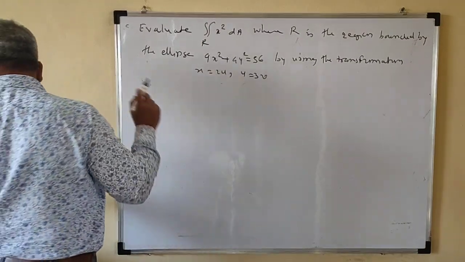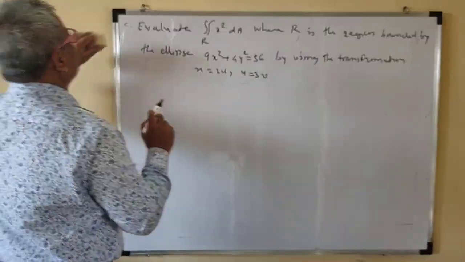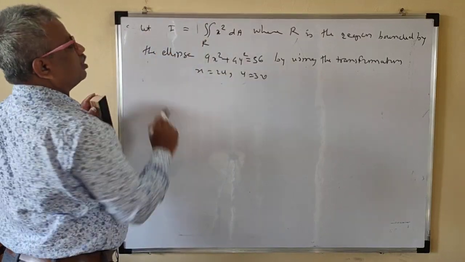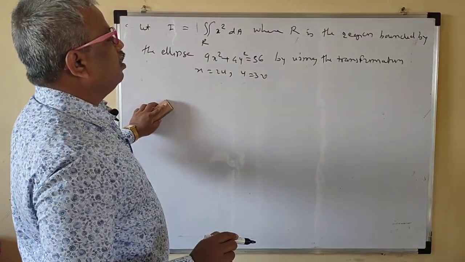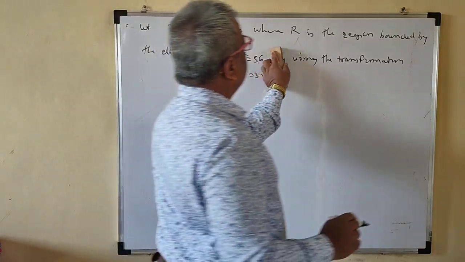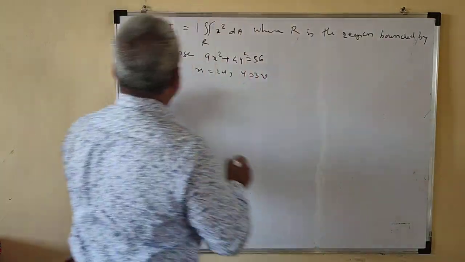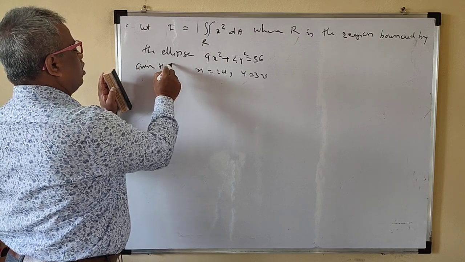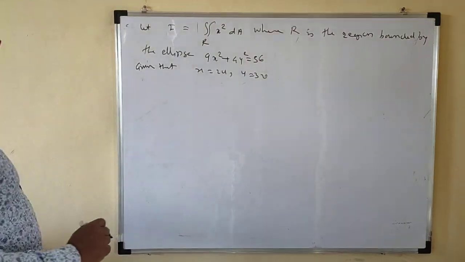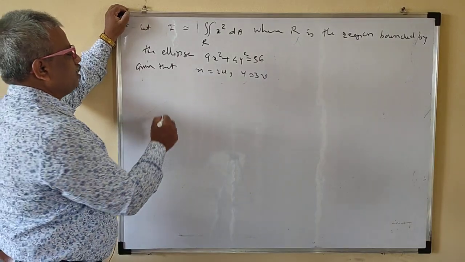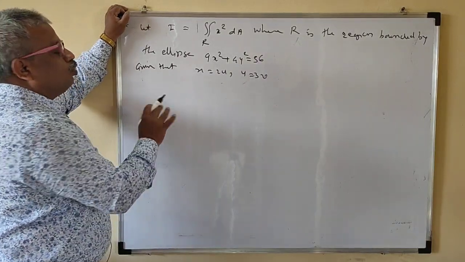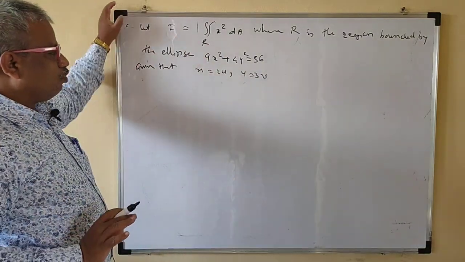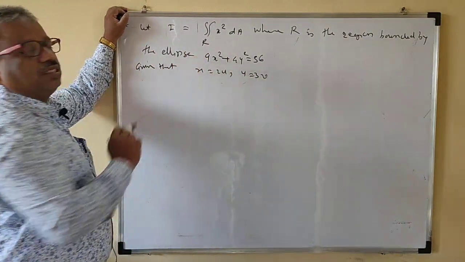Okay, solution. Let I is equal to this, where R is the region bounded by this. Okay, bounded by this, and we are also given that x is equal to twice u, this. Okay, so first we will find the Jacobian. No need to find the region now. The region is what you have been given, it is the ellipse. So no need to draw this region now.